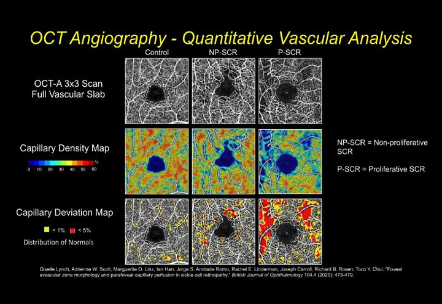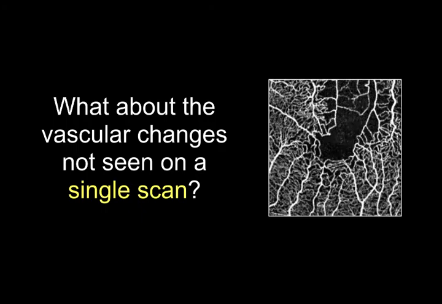OCT angiography has enabled quantitative analysis of sickle cell retinopathy. Previously, we demonstrated how capillary density could distinguish proliferative and non-proliferative sickle retinopathy from healthy controls. Past studies have relied on single OCTA scans. Given the dynamic nature of vaso-occlusion in sickle cell disease, we wanted to see if more information was revealed from serial OCTA scans.